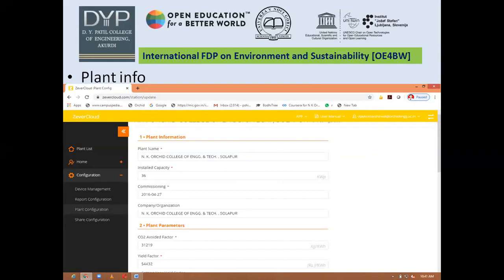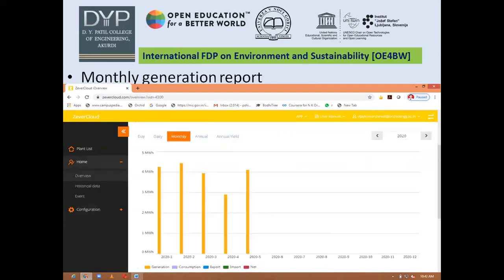The CO2 avoided factor is also here, that is, around 32 tons of CO2 has been avoided. We have avoided emission of around 32 metric tons of CO2 since its commissioning. So that is, I think, a good step towards sustainability.